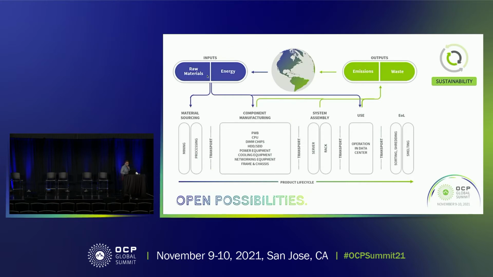But this one puts things into context, right? So if you're looking at a product life cycle of IT equipment, you can see from the slides how much carbon is used to first mine, then process, then transport, and then actually do the component manufacturing. With all this in mind, you can see where the emissions and the waste get generated through the product life cycle, right?